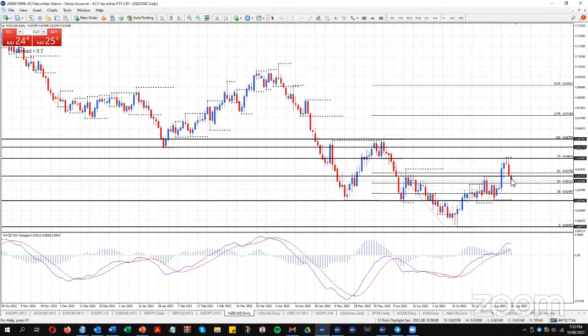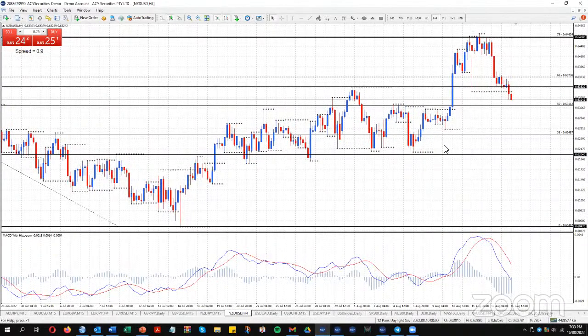So moving down, 62.04 is monthly support. So that's the first big level in its way, and then the next big level would be 60.46 weekly support. Now, just drop down to the 4 hour. Tomorrow, when the news comes out, depending on how the market reacts, we could get a relief rally.